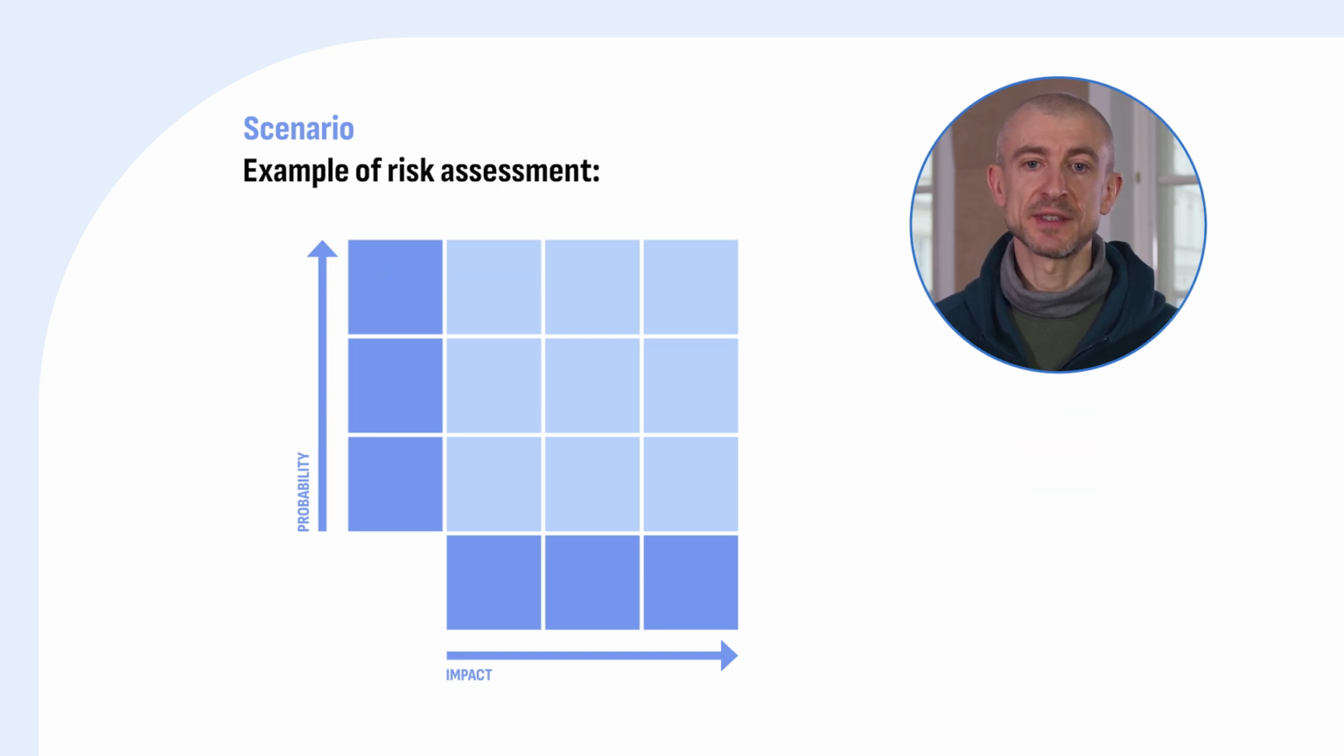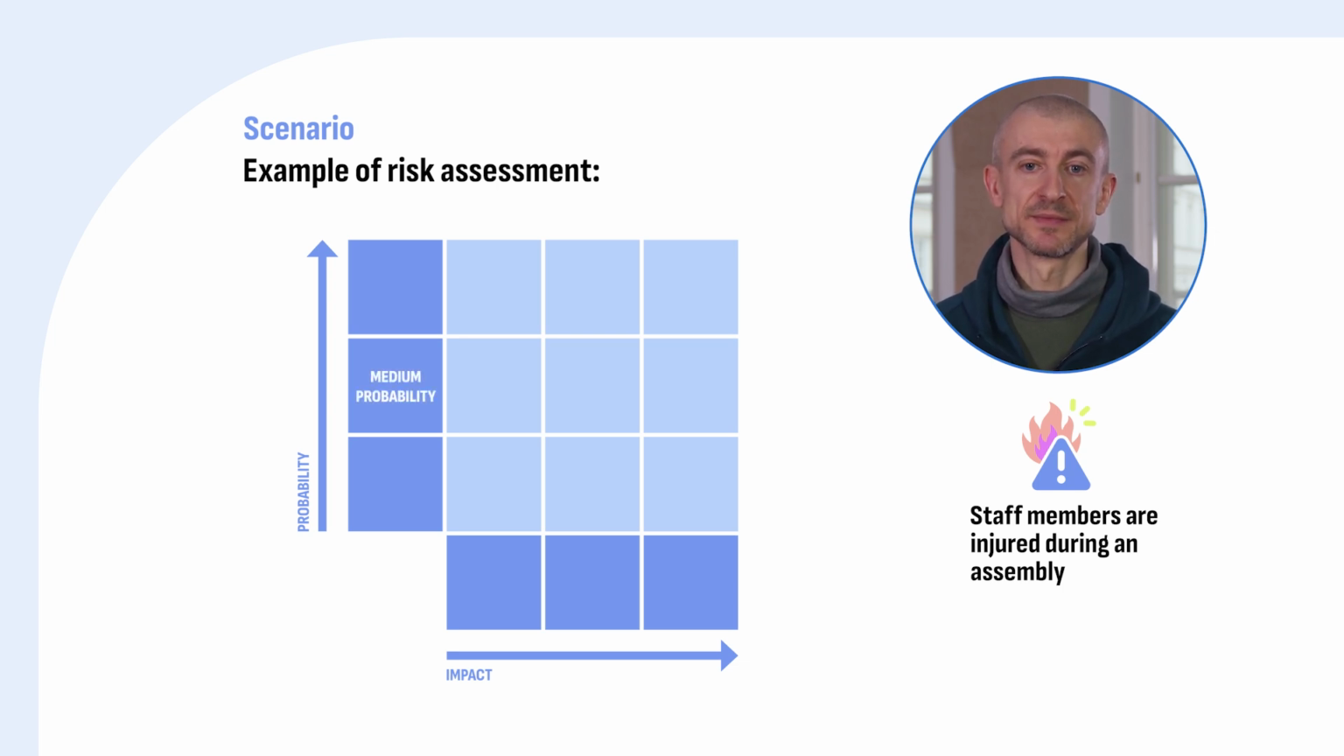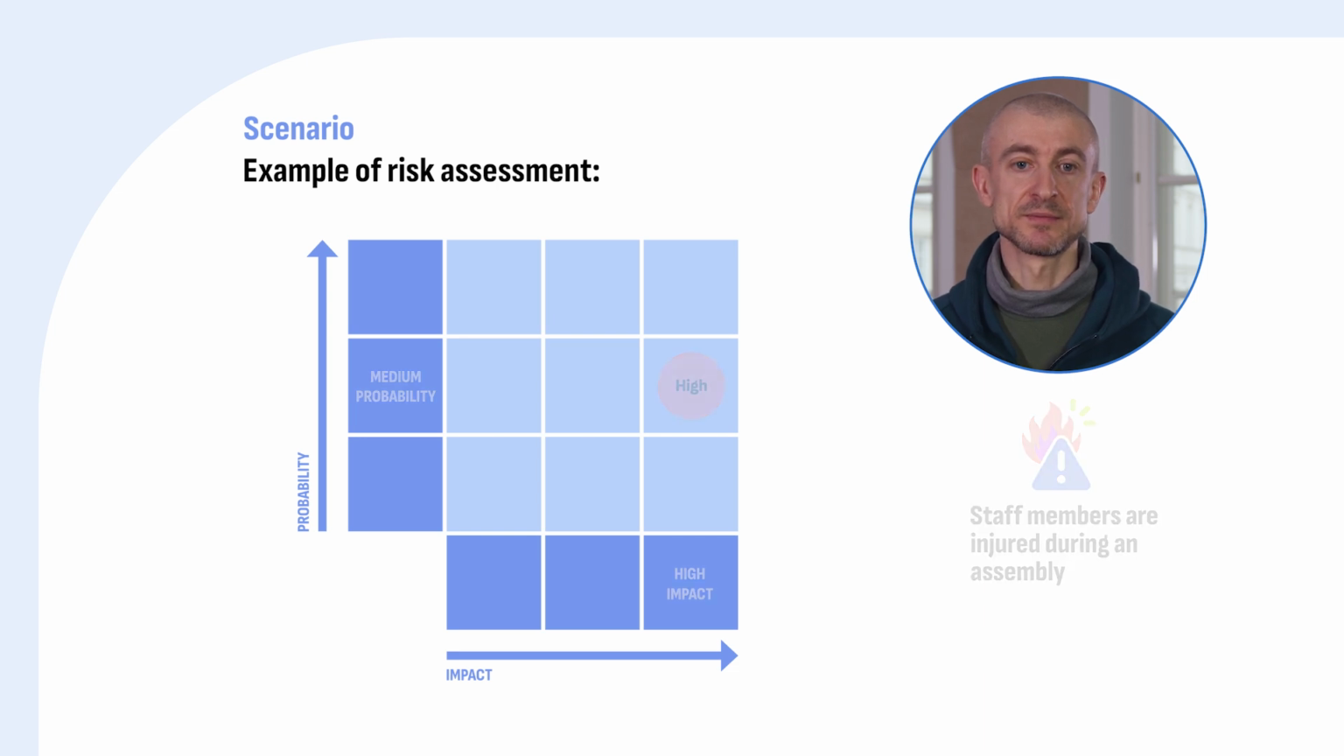Another threat we considered is staff members are injured during an assembly. Since we know this has happened in the past, but the organization has now decided not to participate in certain assemblies, we would assess the probability as medium. The impact if this happens, however, would be quite high because of the potential consequences of injuries. So we can assess this as a high risk, with medium probability but high impact.